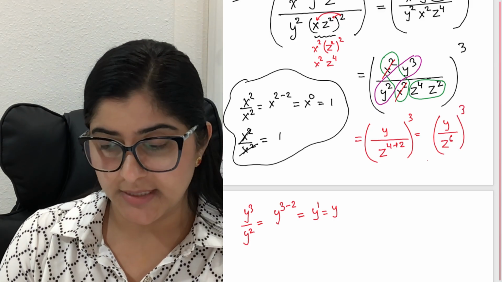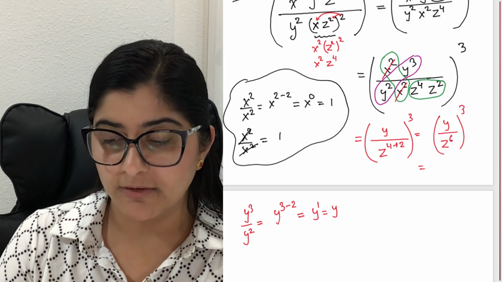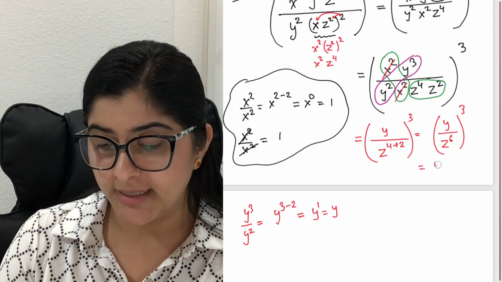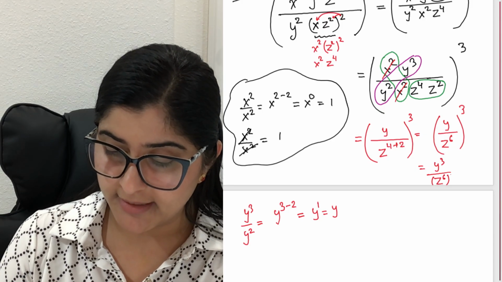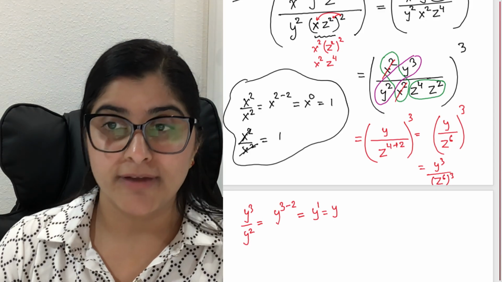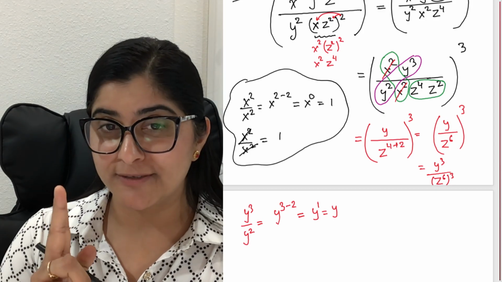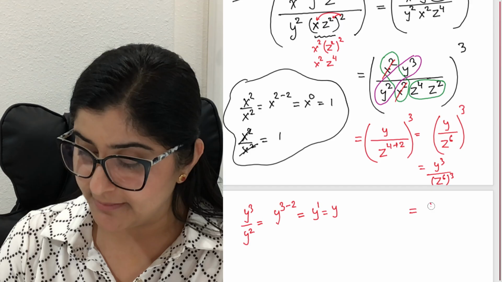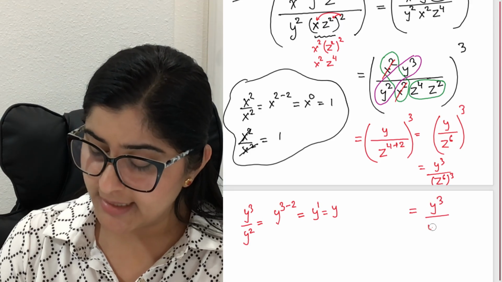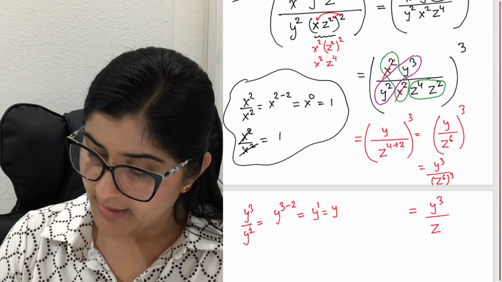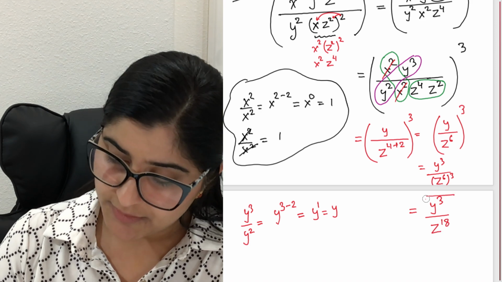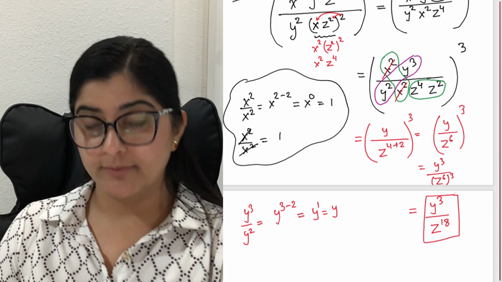So 4 plus 2 is 6, and now this third power belongs to both the numerator and denominator. Let's distribute that. z to the 6th, and this has the third power. And when you have two powers, both powers will multiply with each other. It has z to the power 18. 3 times 6 is 18. So you see that this is the simplified version.